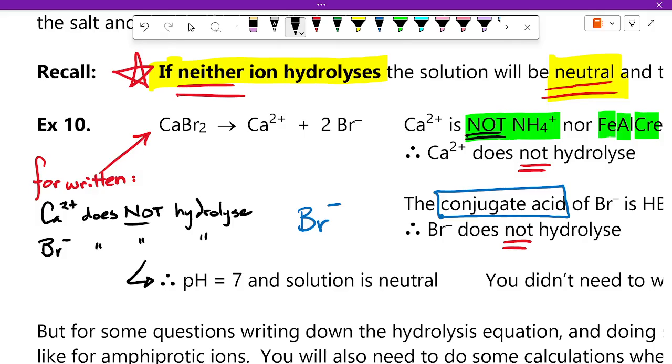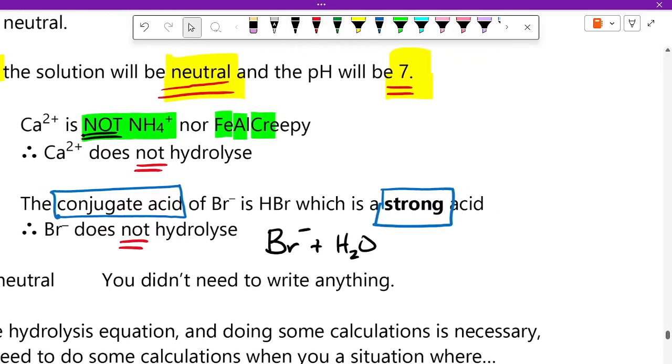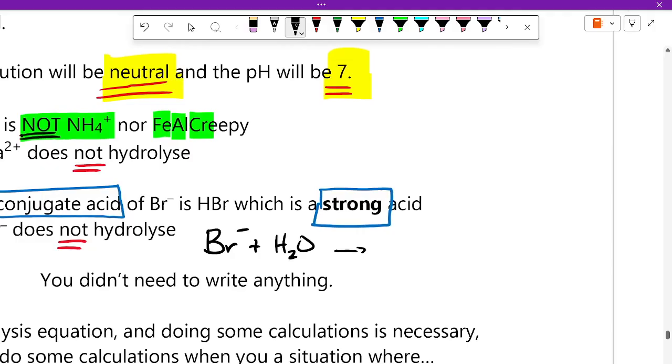If you cannot immediately see that bromide will not hydrolyze, it's pretty easy to see that calcium doesn't because it's not ammonium, iron, aluminum, or chromium. You can write the potential hydrolysis equation. You can say, okay, in order to check for myself, I've got Br minus. What happens if I put it with H2O? Do I get hydrolysis? What would I get? I would get HBr and I would get OH minus.